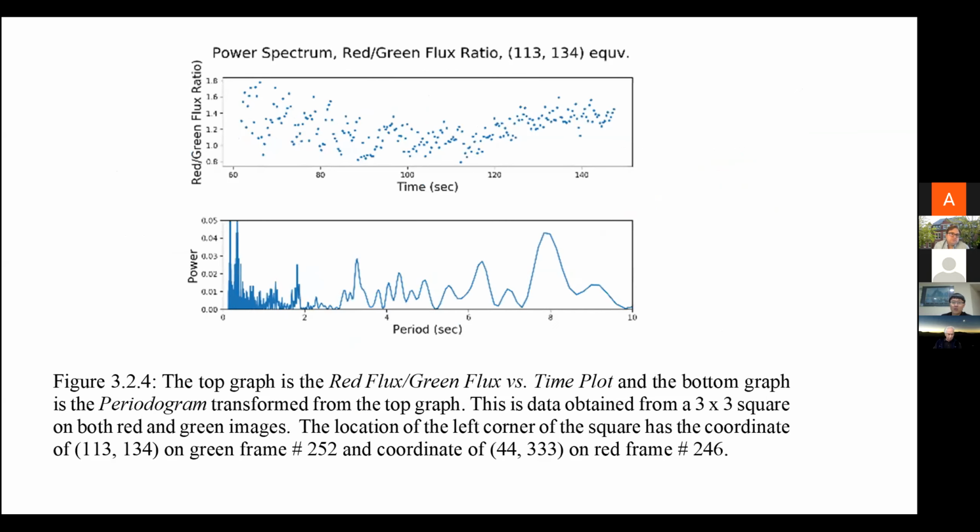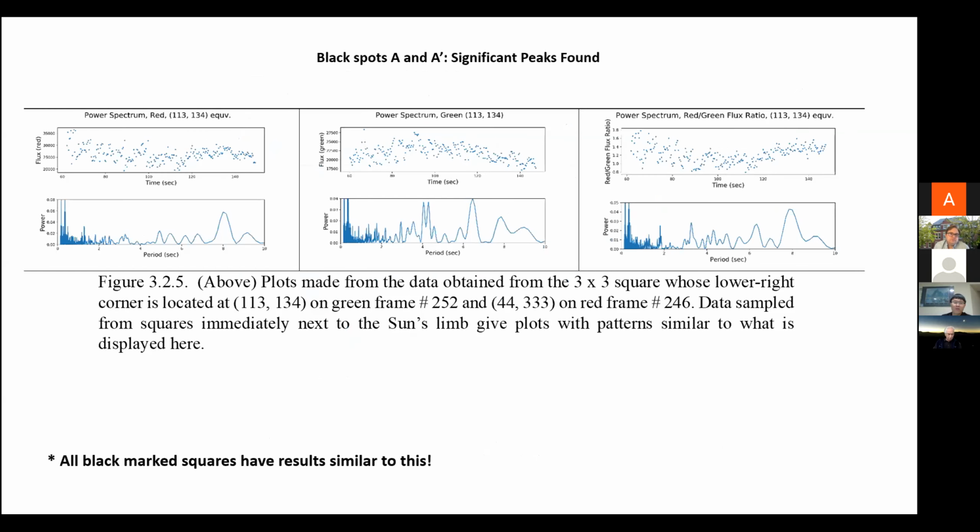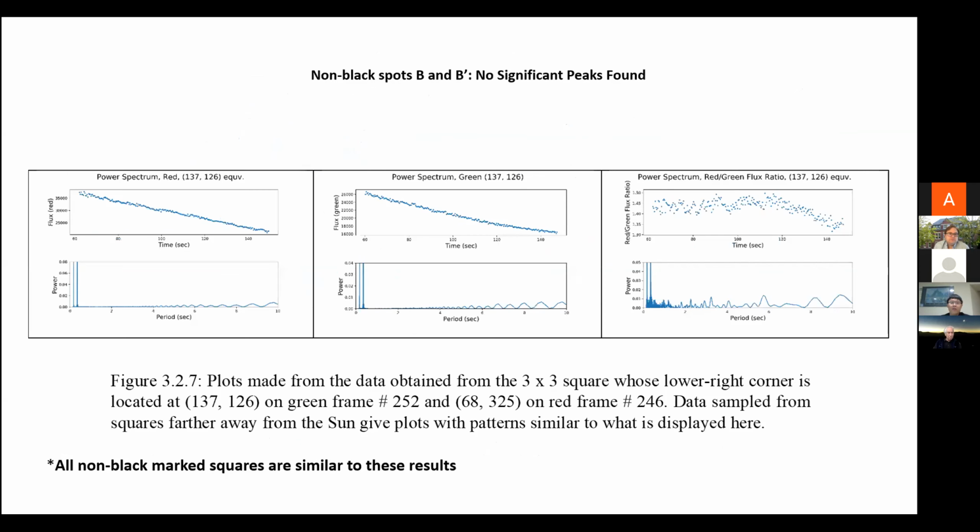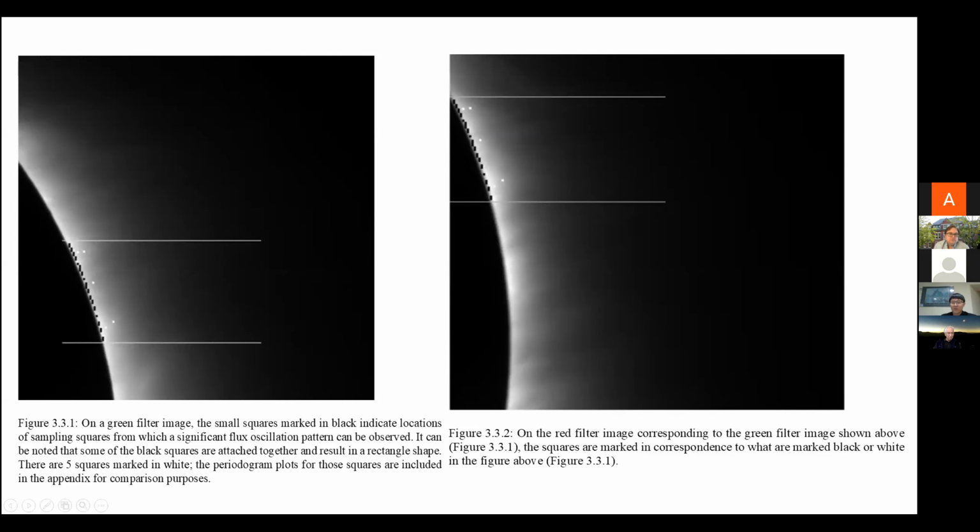And then we can do some more detailed analysis, and grouping these together, there are indeed specific significant peaks at the black marked squares. This contrasts sharply with the non-black squares, where no significant peaks are found. So we do this for all the data we have, and it looks like the black box oscillations are only found extremely close to the solar limb.